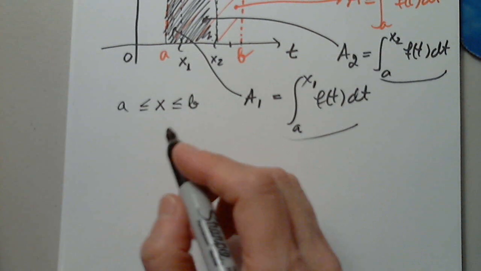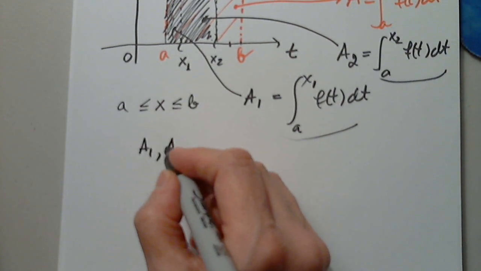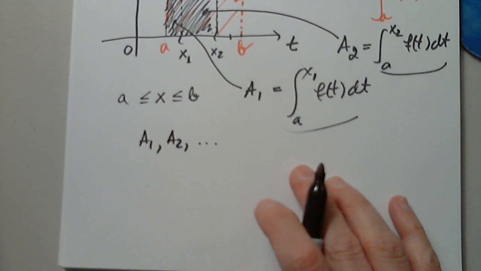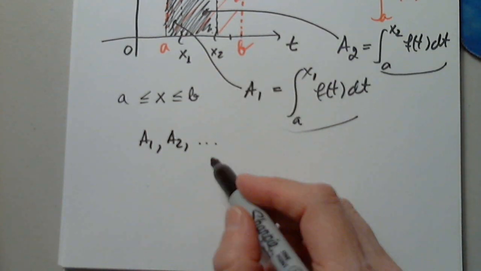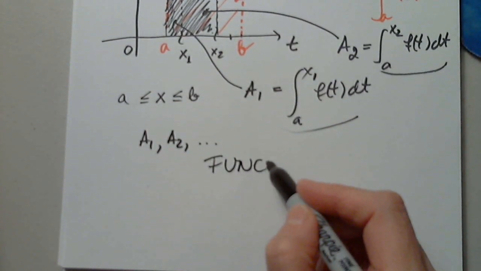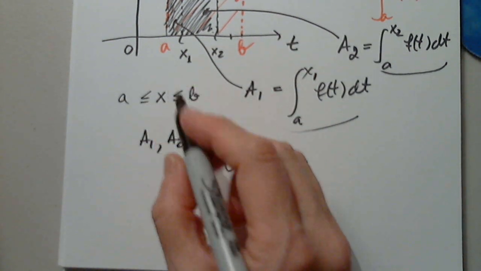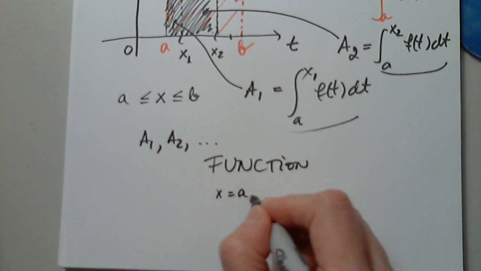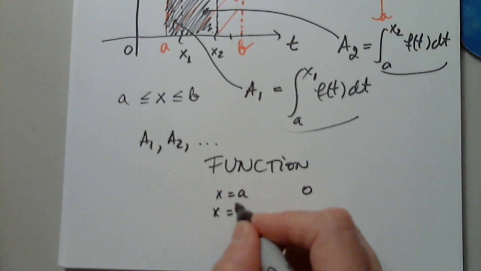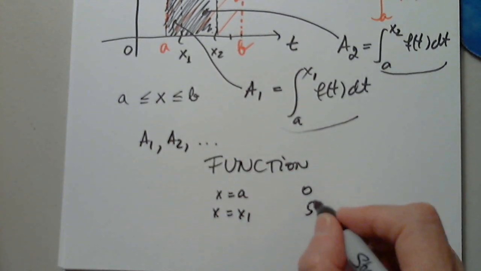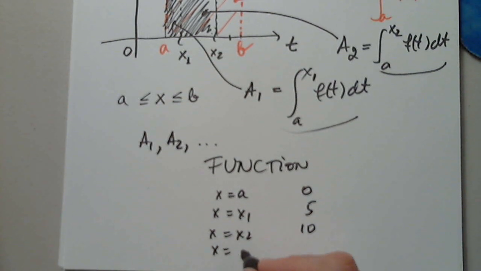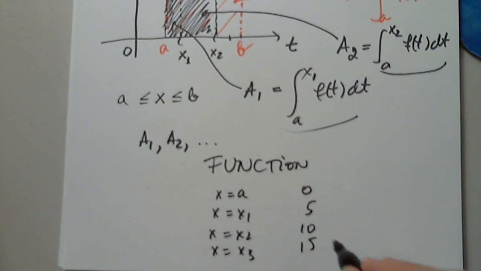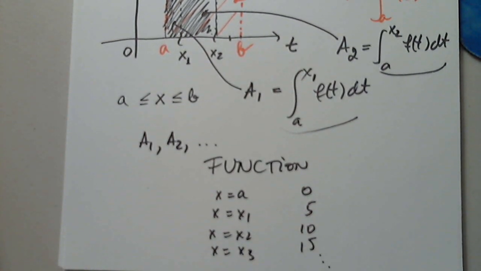What did I create with A1 and A2 and so on and so forth? A line? I created a function. Function, yeah. Because for x being a, I'll say 0. For x equals x1, I don't know, 5. For x equals x2, I don't know, 10. For x equals x3, I don't know, 15. And I can go on forever.